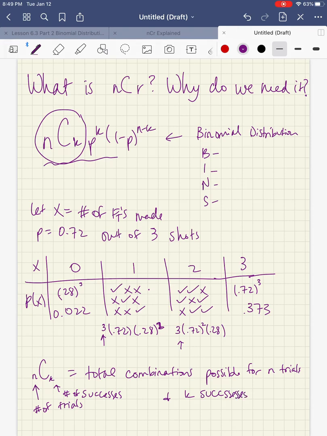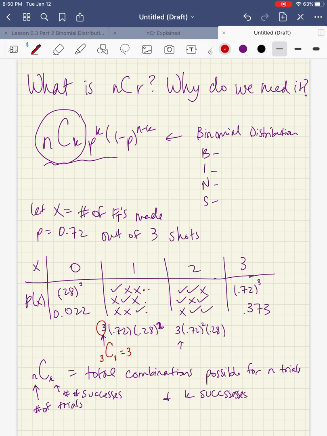Okay, what does that mean? Okay, so for example, this number right here, this 3, if I were to shoot the ball 3 times, I want to know what's the probability of having only 1 success. Well, as we can see here, there are 3 ways to do that. Here's the first way, second way, third way, okay? So if I type this in my calculator, 3 choose 1, that's going to be a 3. Again, this only tells me the total number of combinations.